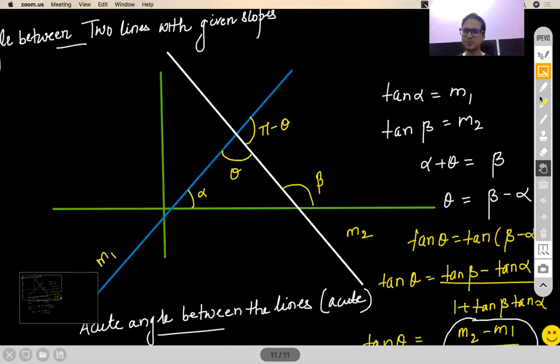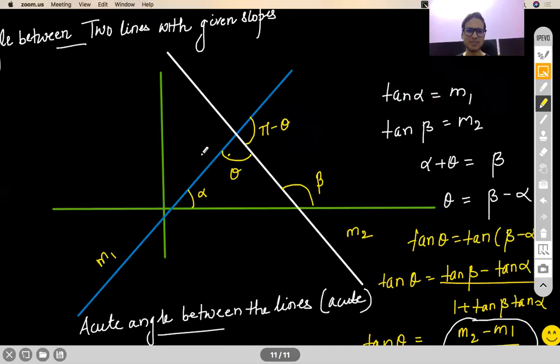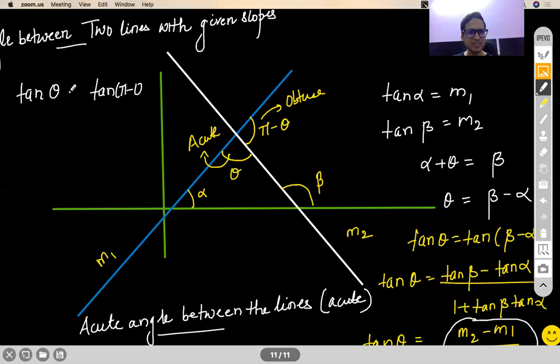If you see, if one of the angles, let us say this is acute, then this will be obtuse. Correct? And tan of acute angle and tan of obtuse angle both are negatives of each other, as you can see from your basic supplementary angle properties. So value wise they are the same, or you can say magnitude is the same. Just signs are opposite.